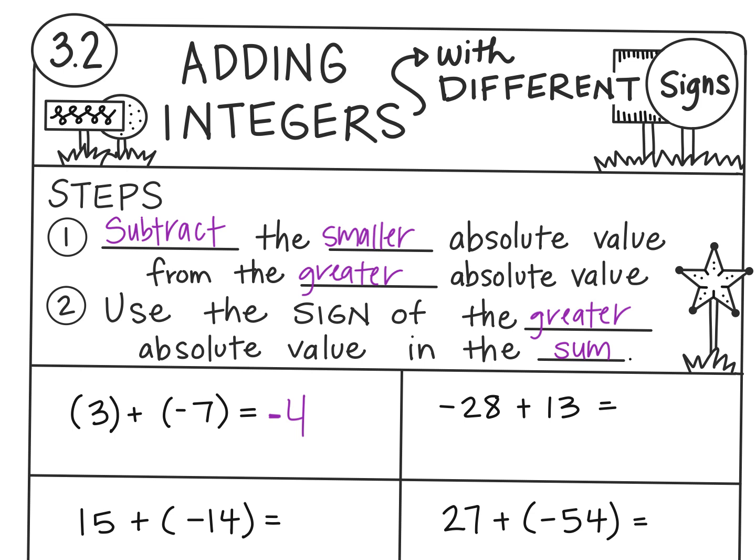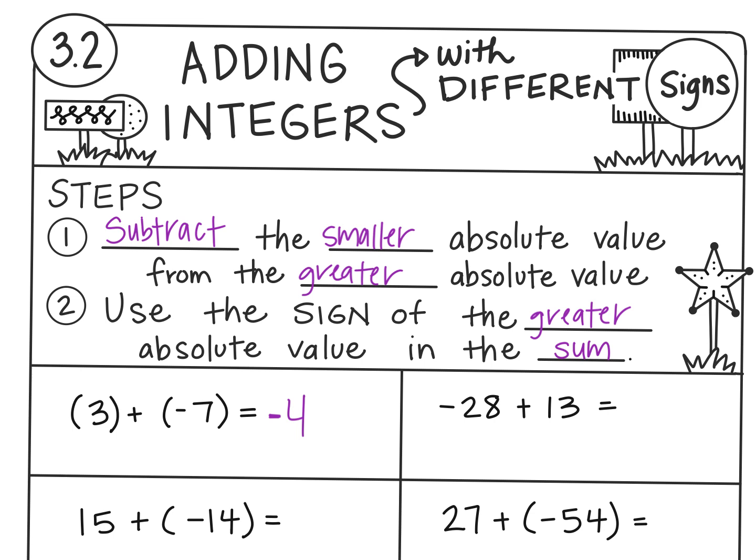But when you add a negative, it's just like subtract. Think about if you have $3 and you're adding negative 7. Okay, you owe $7. You're in the red. You're negative $4 in the hole.